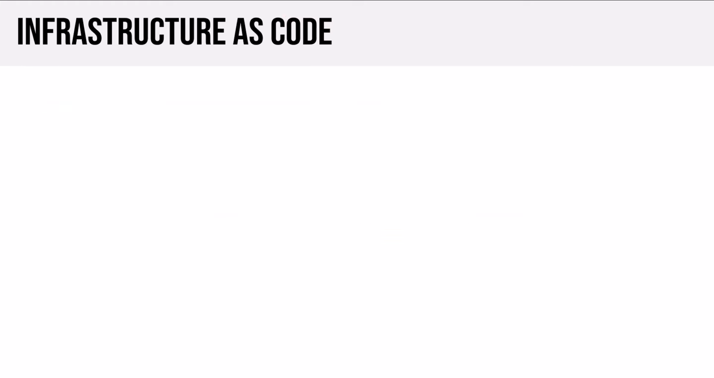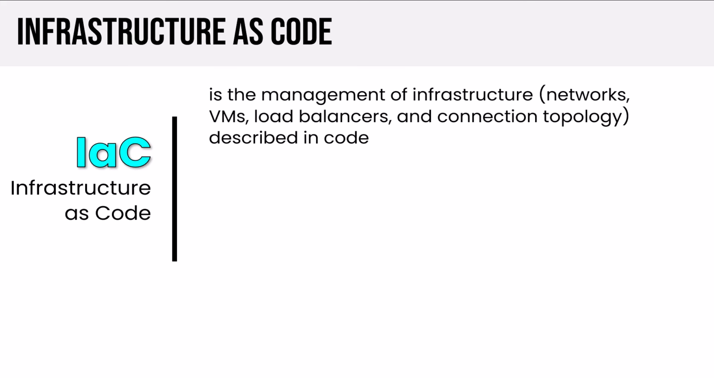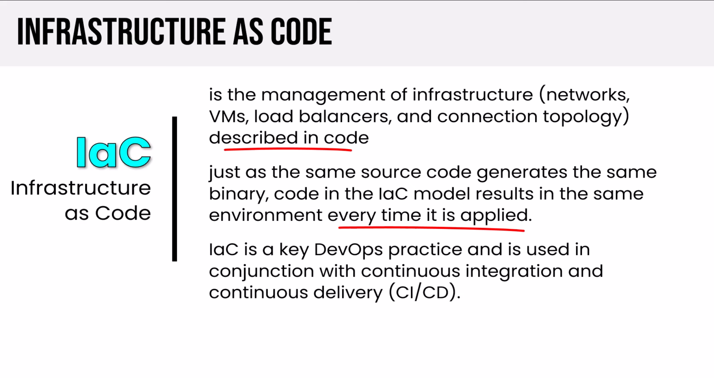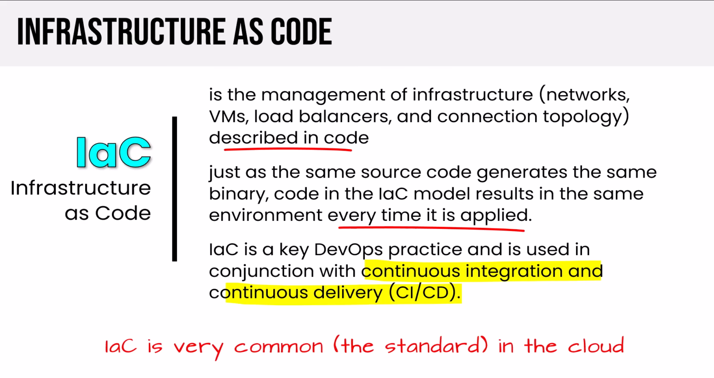All right, let's move on to infrastructure as code. Infrastructure as code is the management of infrastructure, networks, VMs, load balancers, connection topology described in code. And just as source code generates the same binary every time, code in the infrastructure as code model results in the same environment being deployed every time it's applied. And it's a little better than that, I'll explain in a moment. Infrastructure as code is a key DevOps practice, and it's used in conjunction with continuous integration and continuous delivery, commonly known as CI/CD. Infrastructure as code is very common. It is the standard in the cloud.